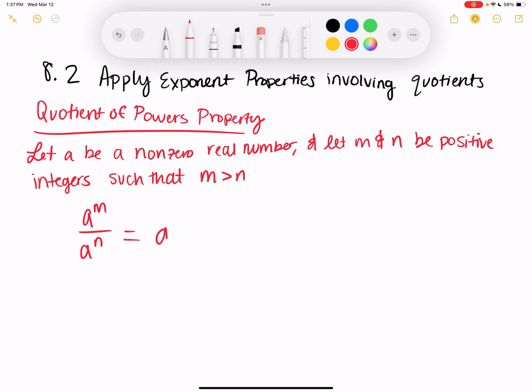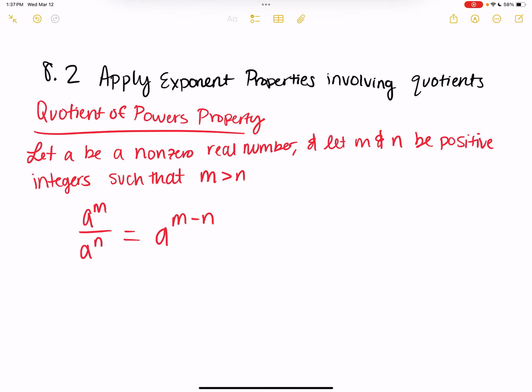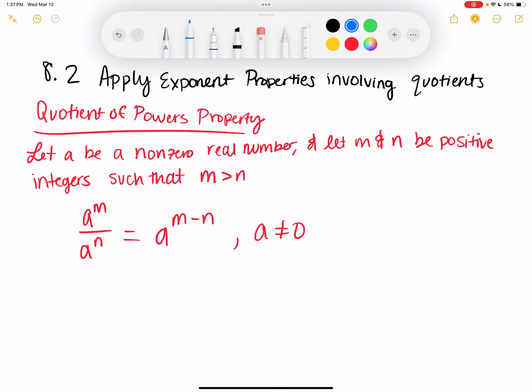And this is equal to A to the M minus N. So we subtract the bottom one from the top one. Again, assuming A is not equal to 0, which we've already kind of stated. So to my example of 4 over 2, if I adjusted that ever so slightly, we could do 2 cubed over 2 squared, and that would be 2 to the 3 minus 2, which would just be 2, right? Or this is 8 over 4, which is 2.